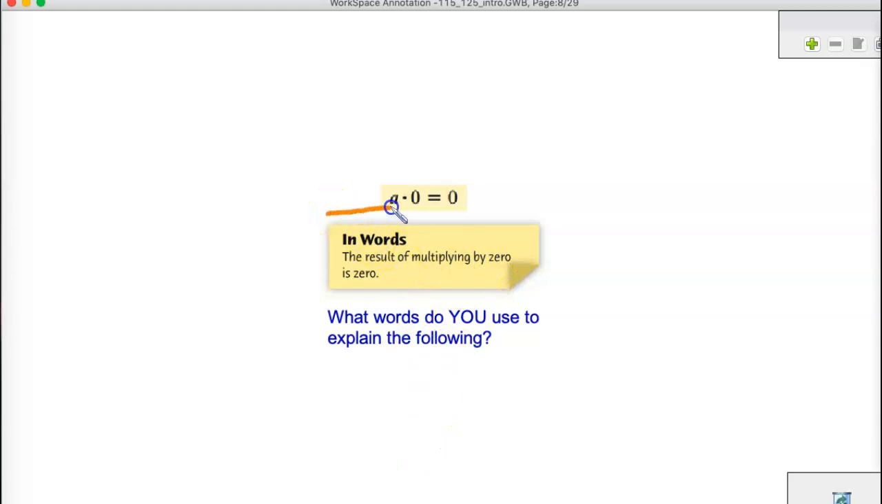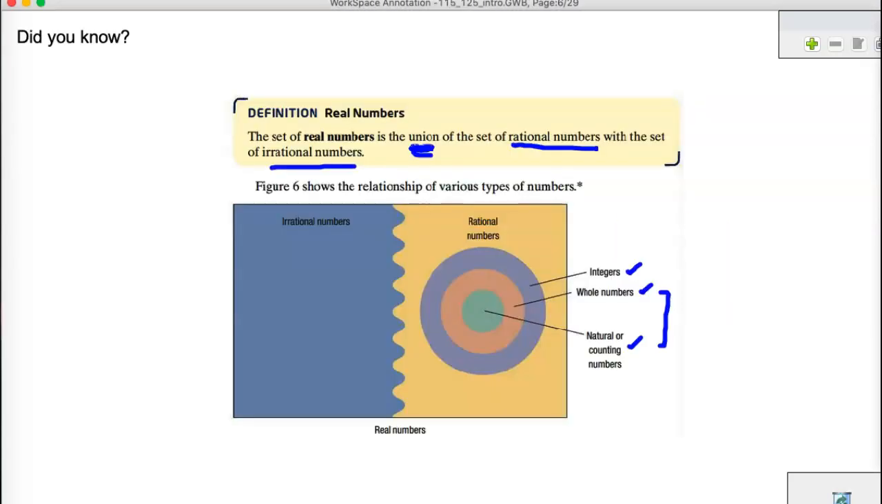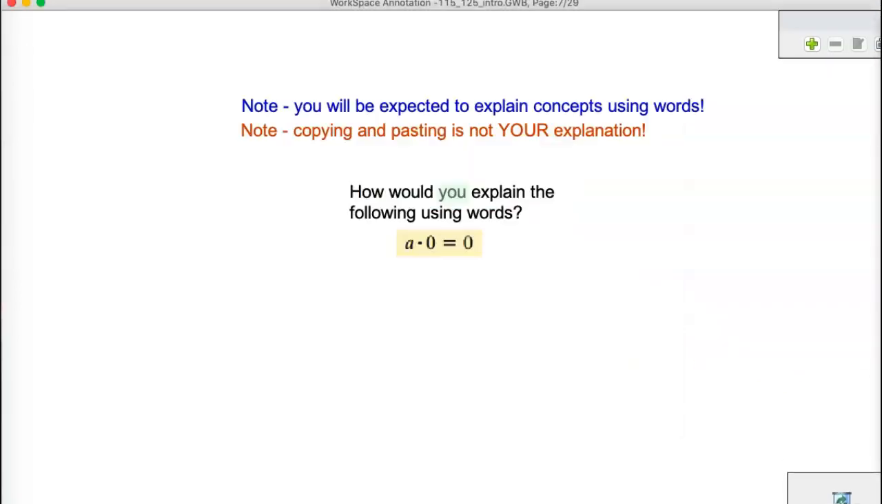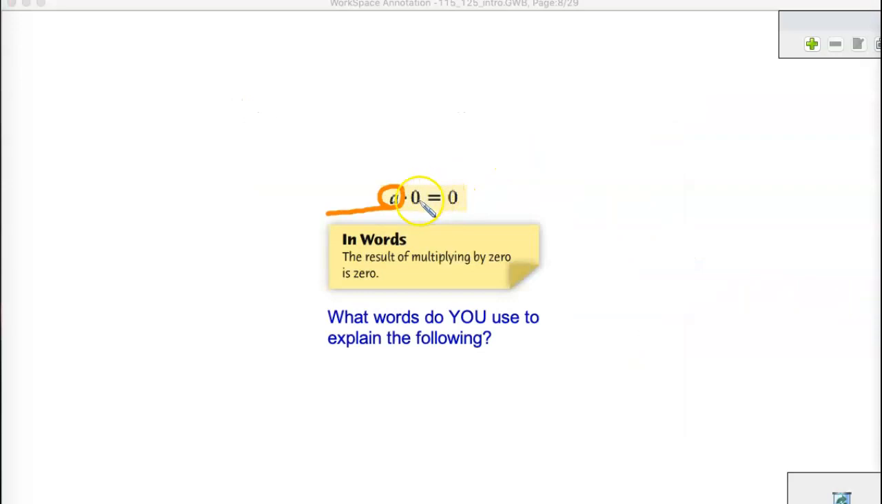Well, this is what I say, right? If you take any real number, what were the real numbers? Let's go back. Any of these real numbers that you talked about in the video, so it could be anything, and you multiply it by 0, your result is going to be 0. And I'm not saying that you have to be word for word from what I'm saying, but you do need to be able to explain it so I understand what you're saying.